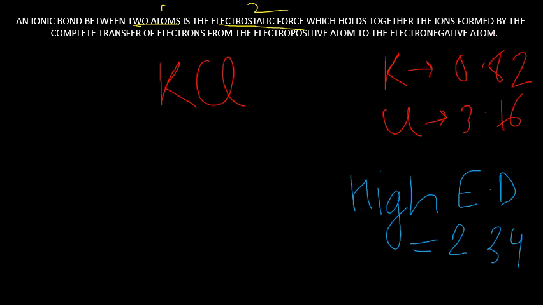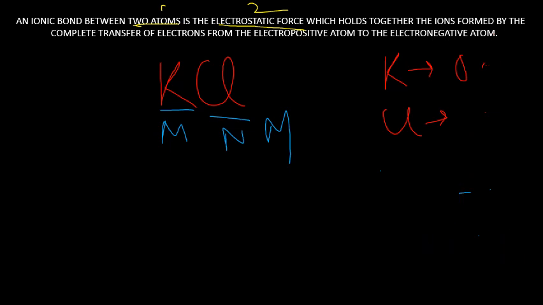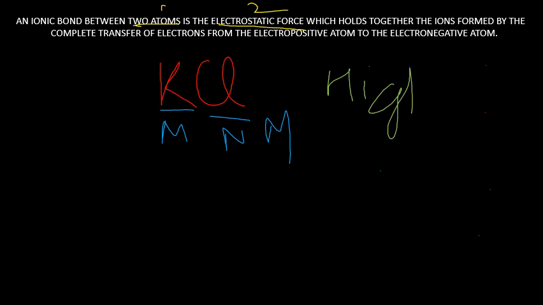So here we come to the first condition for the formation of an ionic compound. It must be formed between a metal and a non-metal with a high electronegativity difference. So I'm just going to put that down here in a different color. High ED, electronegativity difference.